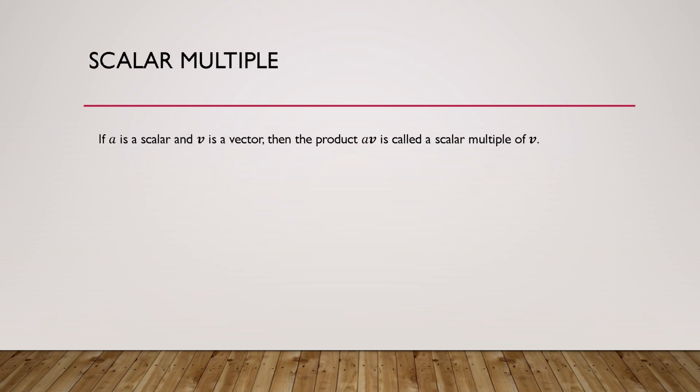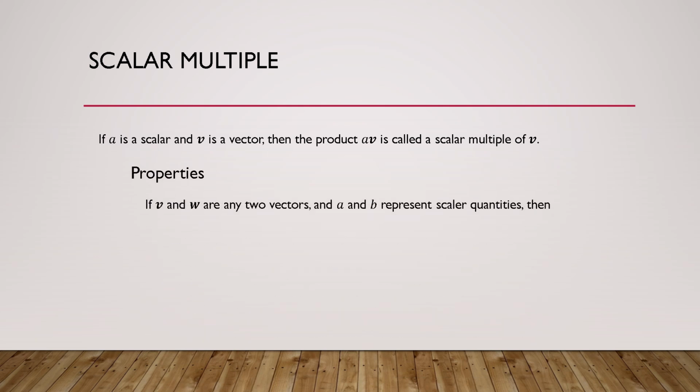If a is a scalar and v is a vector, then the product av is called a scalar multiple of v. The following properties hold. If v and w are two vectors, and a and b represent scalar quantities, then 0 times v equals 0, 1 times v equals v, negative 1 times v equals negative v, a times bv equals ab times v. The quantity a plus b times v equals av plus bv. a times the quantity v plus w equals av plus aw.